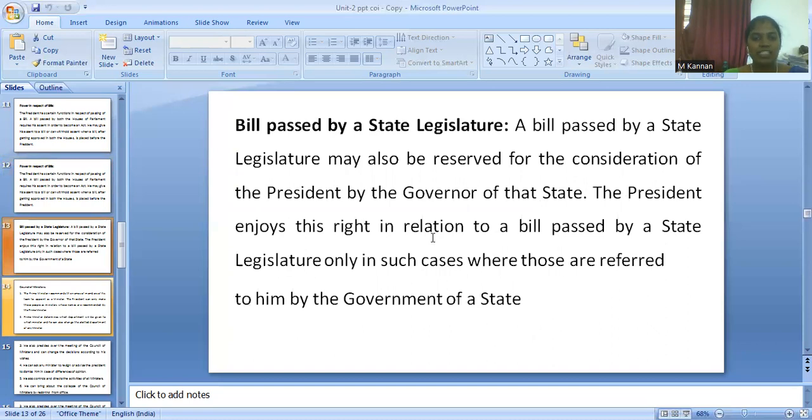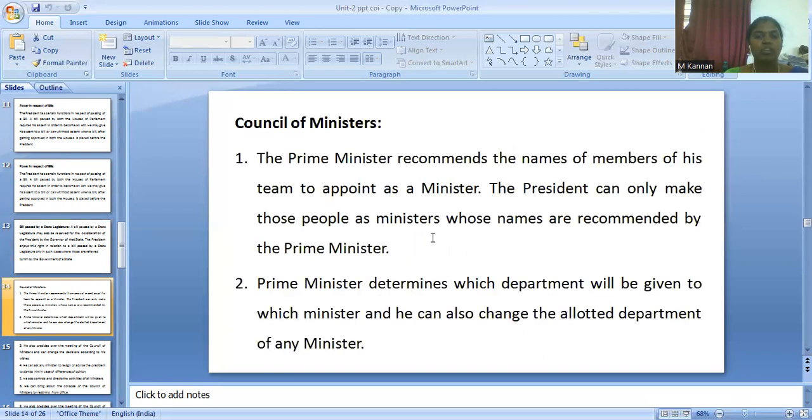Then, a bill passed by a state legislature. A bill passed by a state legislature may also be reserved for the consideration of the President by the governor of that state. The President enjoys this right in relation to a bill passed by a state legislature only in such cases where they are referred to him by the government of the state.